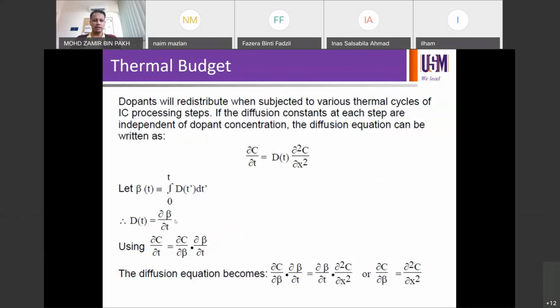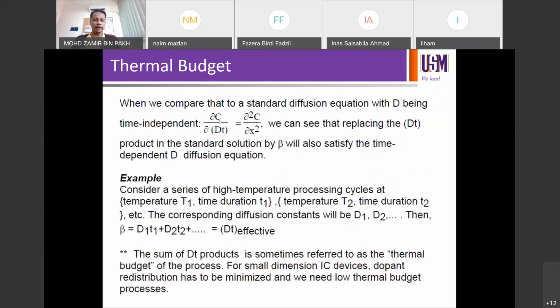So you can see that it's going to be an accumulation of high temperature exposure to the device, right? That will affect your final device properties, right? So when we compare that to a standard diffusion equation with D time independent, we can see that replacing D. So basically this is what influences the thermal budget effects in the device.